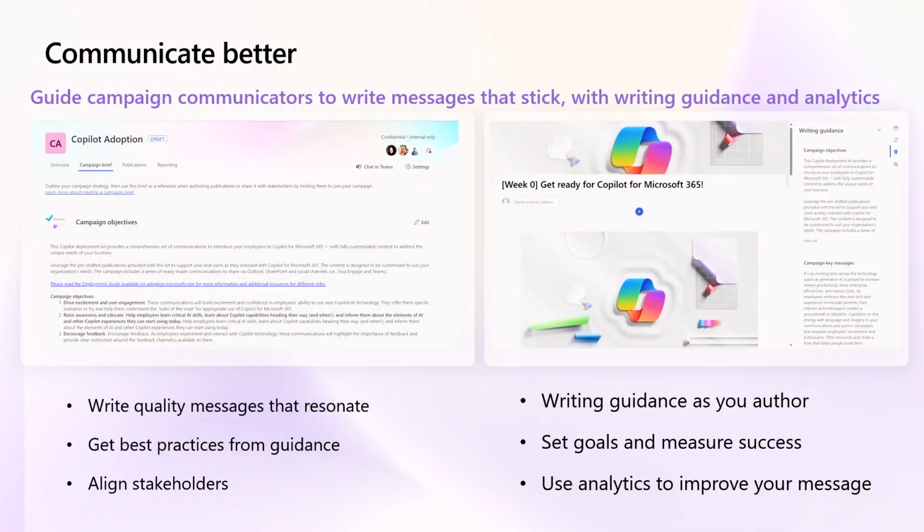Oftentimes we have a briefing document that you put together for your campaign, saying these are our goals, these are our objectives, and then 6 weeks later when you're actually writing those communications, you have to go back and look at all of that messaging. Instead, what we're doing now is taking that directly into the campaign and into the communications you're writing. So you can see over on the right-hand side here, here's that briefing document. It helps to drive alignment with all of my stakeholders. And then over here, the writing guidance panel is that same document available to me as I am authoring the communications.